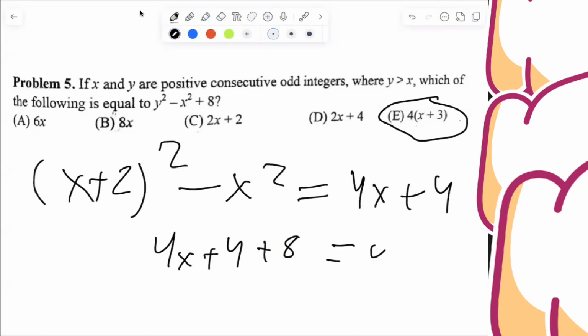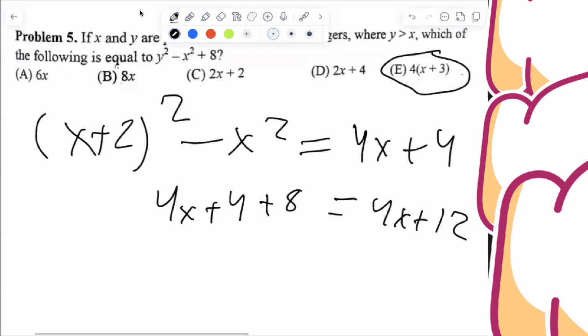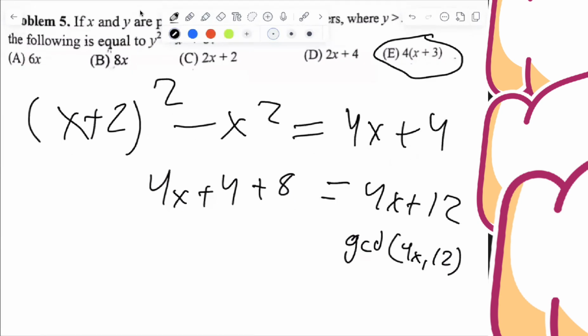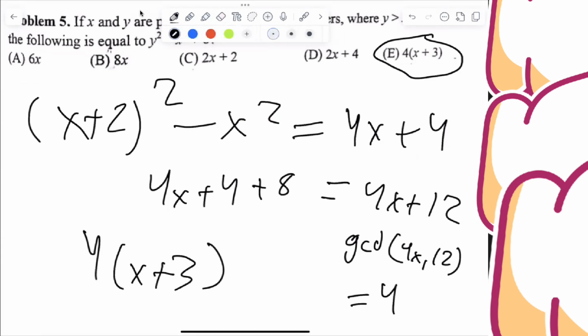And it just gives you 4x plus 12. The only tricky thing is factoring. We find the greatest common divisor of the coefficients 4x and 12, because they might share an x, and we can clearly see that they don't share any x's. But we do know that 4 divides 12, so we can see it's equal to 4. So we might as well factor a 4. This is 4 times x plus 3. Let me make that x neater. It gives you an answer as E.